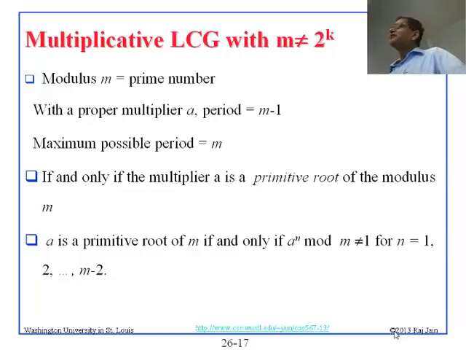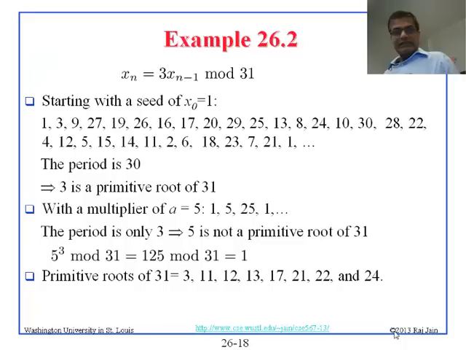So the primitive root is defined as follows. a is a primitive root of m if and only if a raised to n mod m is not equal to 1 until you get to m minus 1. So I will show you an example that will make it clear. First of all, let's take the generator: x(n) = 3 raised to x(n minus 1) mod 31. So here, 31, by the way, is a prime number. If we select the proper a, then we might be able to get a period of 30.